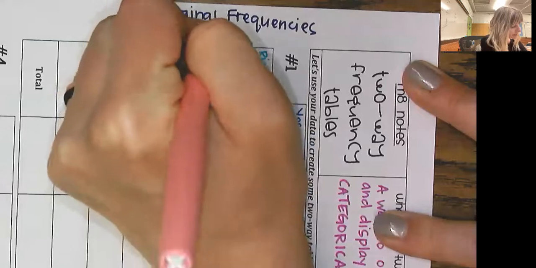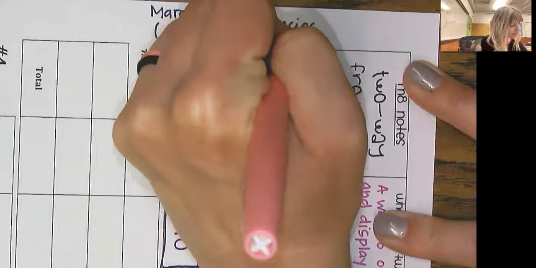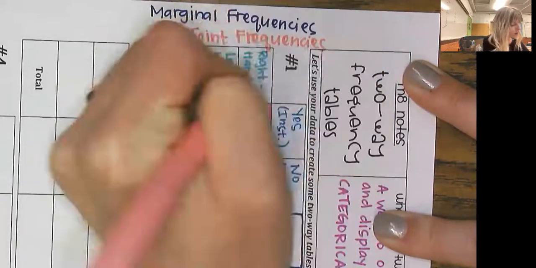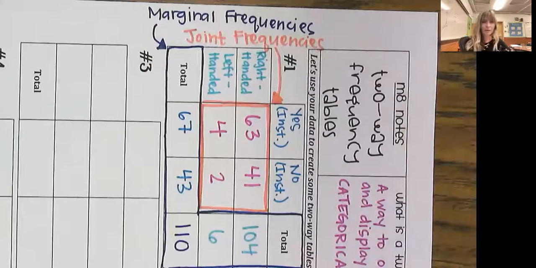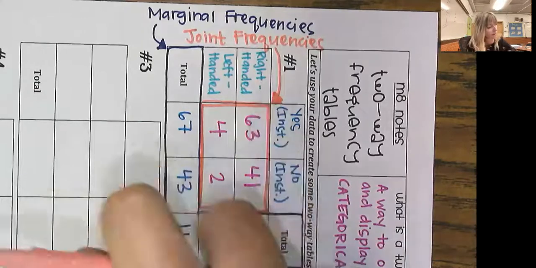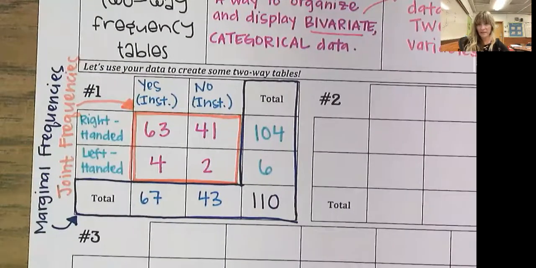These inner ones that I just traced with this peach color, they are called joint frequencies because they are now giving me 2 pieces of information. Marginal frequencies are on the outside. It's really just one variable. Joint frequencies are on the inside. It's 2 variables. Okay. So these boxes tell me 2 things about you.